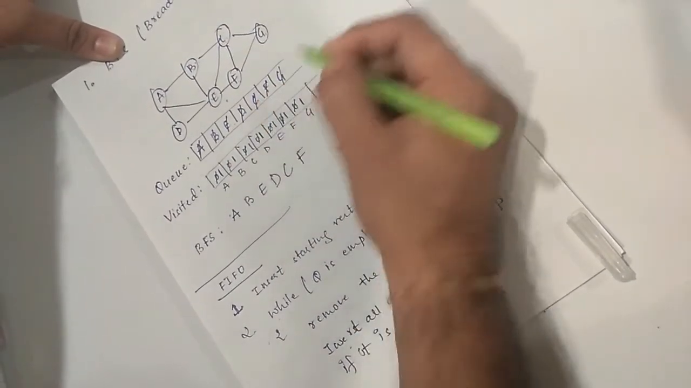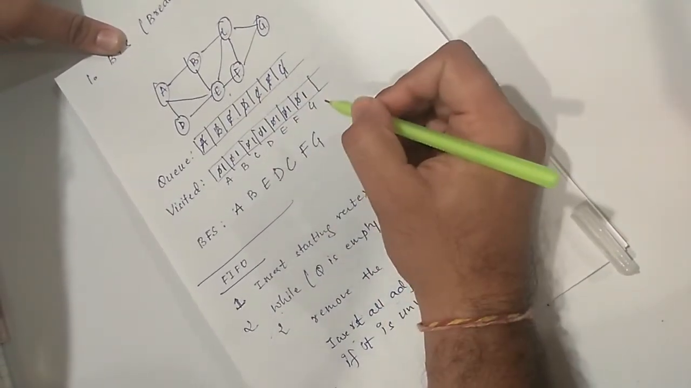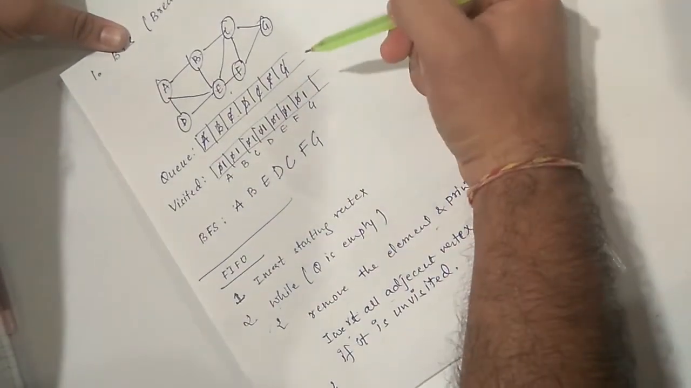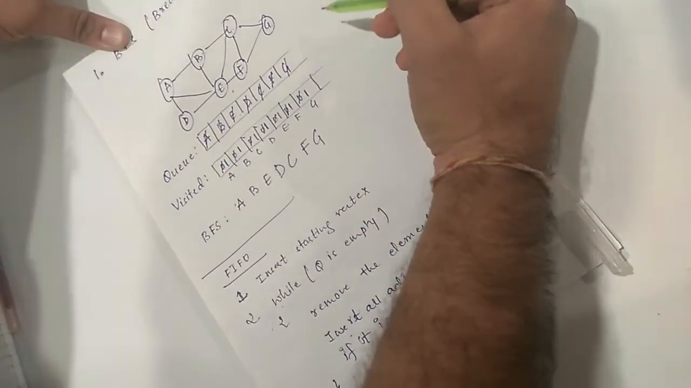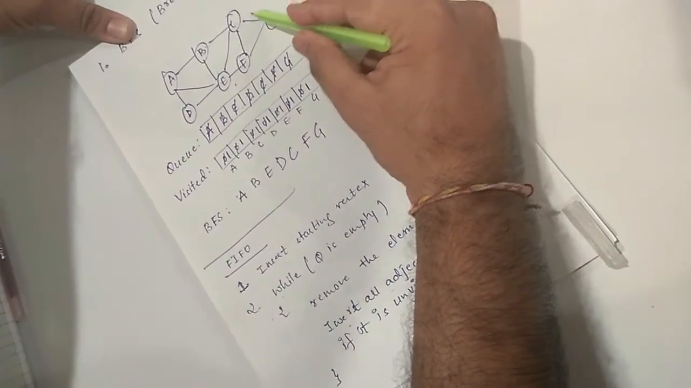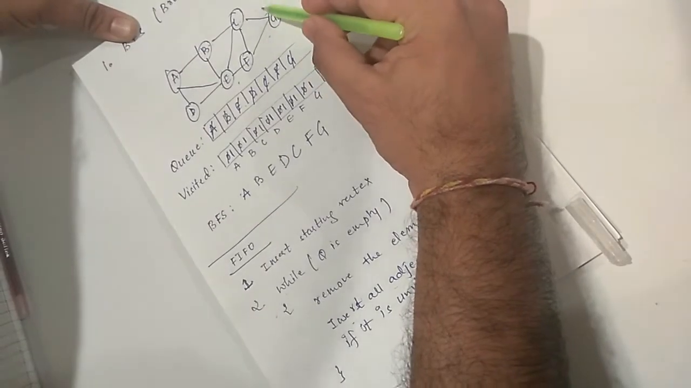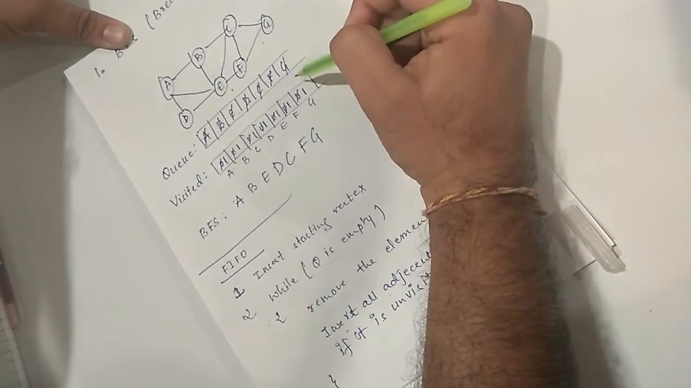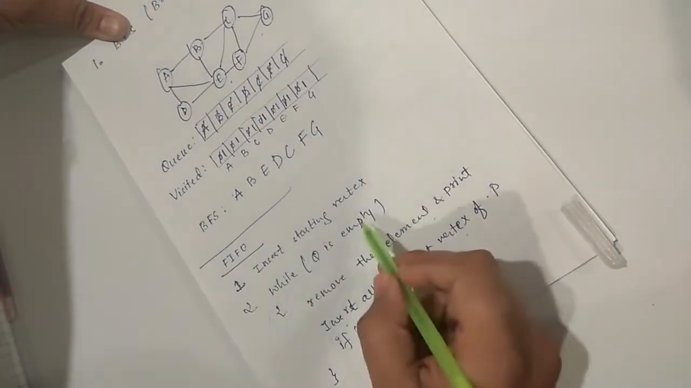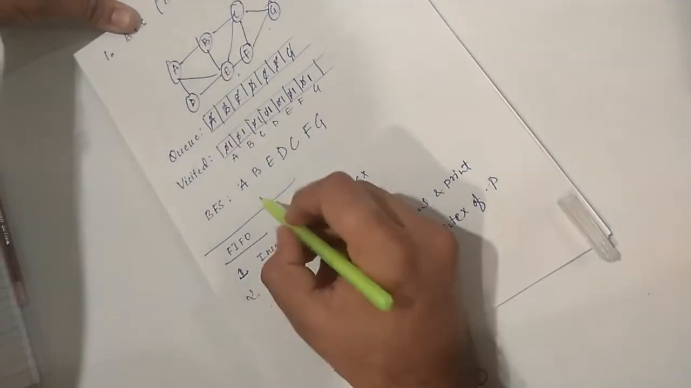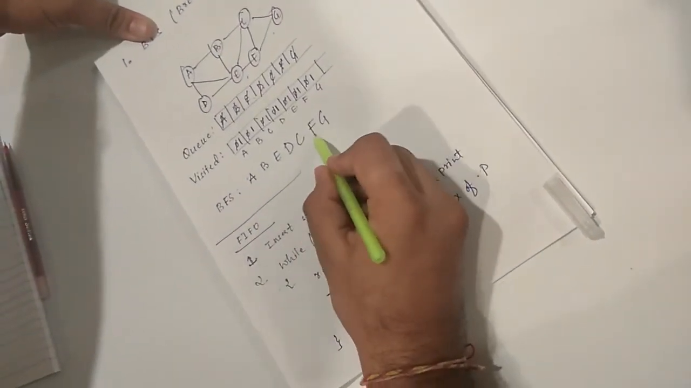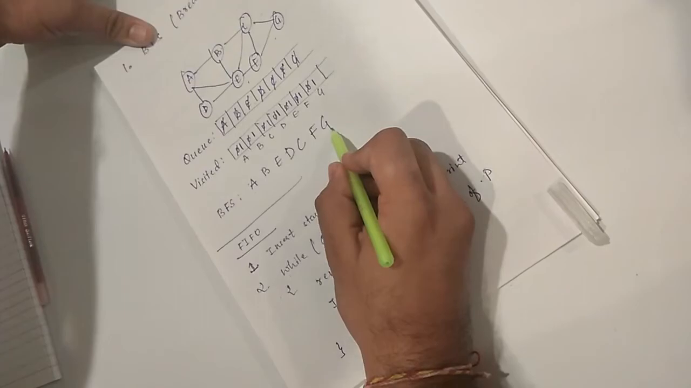Next vertex is G. So I have removed the value G. Again insert all the adjacent vertices of G if unvisited. For G, the adjacent vertices are C and F. Both are visited, so no new additions. Now your Q is empty, so it will move outside of the loop, and this is your BFS traversal: A, B, E, D, C, F and G.